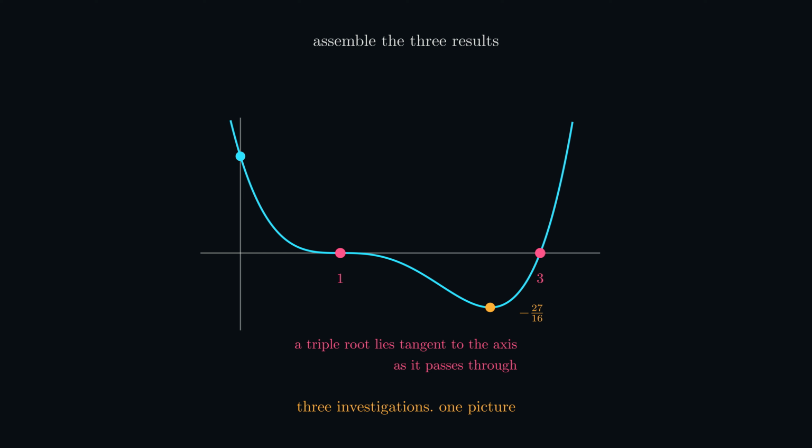A simple root crosses straight through. A double root bounces off. A triple root does something stranger. It flattens onto the axis, kisses it, and continues through tangent to the axis at the moment of crossing. That is why the curve looks pinned near x equals 1. 3 pieces of information. 1 picture. No single method gave it.